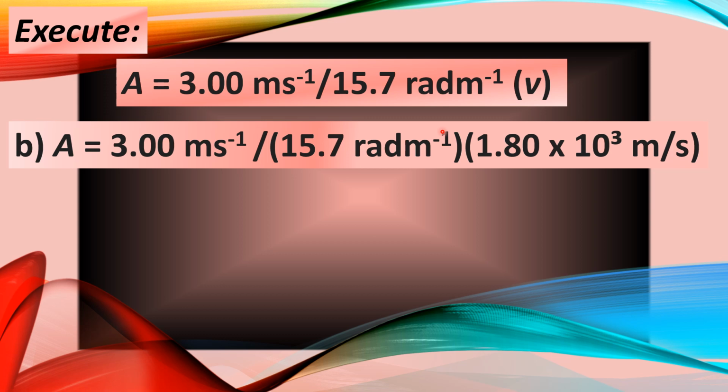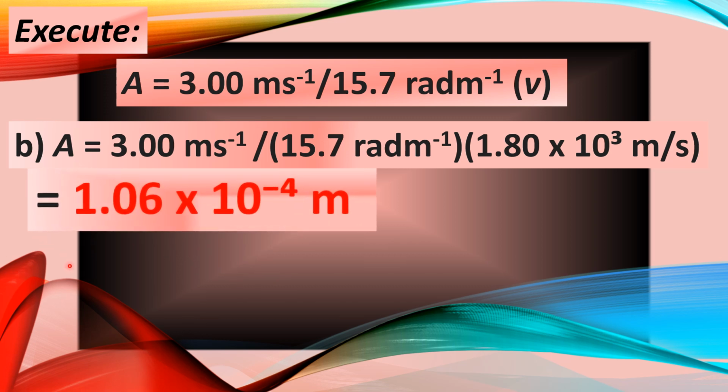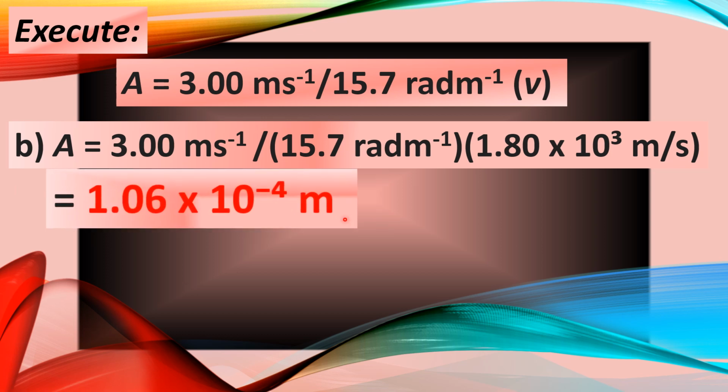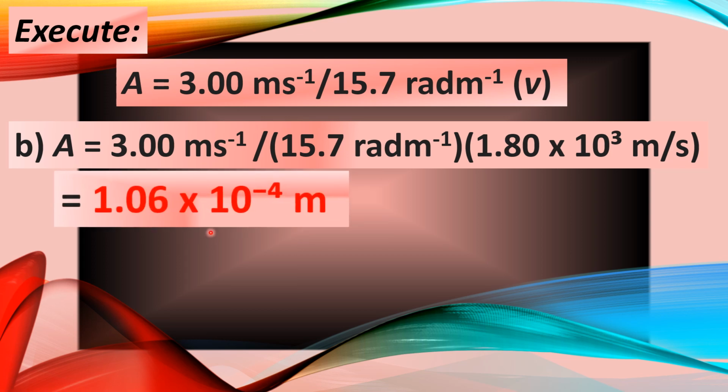So the computed value of small letter v is 1.80 times 10 to the third power meter per second. Doing our math to find the amplitude, capital A, we get the amplitude equal to 1.06 times 10 to the negative 4 meters. So this is the amplitude of the wave. Again, we followed the rules of significant figures.